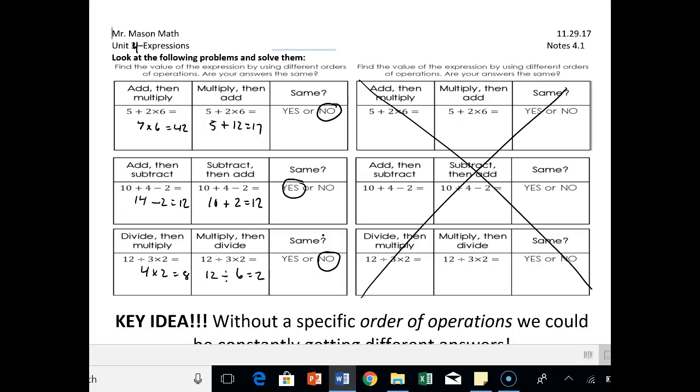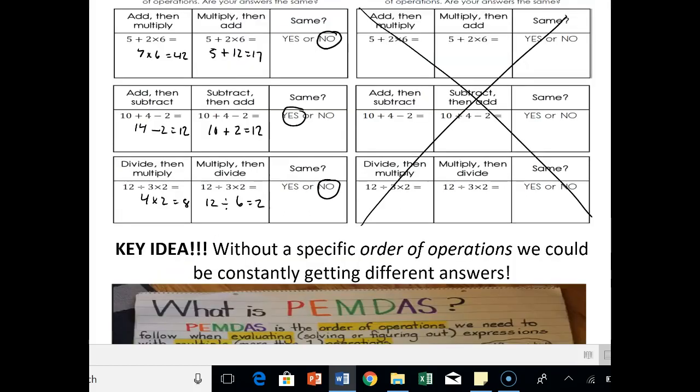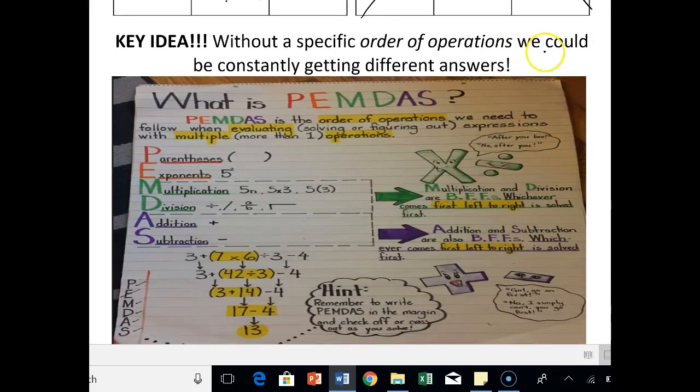If we don't have order of operations, we can do the same problem and get different answers. The key idea is without a specific order of operations, we'll be constantly getting different answers. And that's why we have this thing called PEMDAS that tells us exactly what order of operations we need to follow when evaluating or solving expressions with more than one operation.